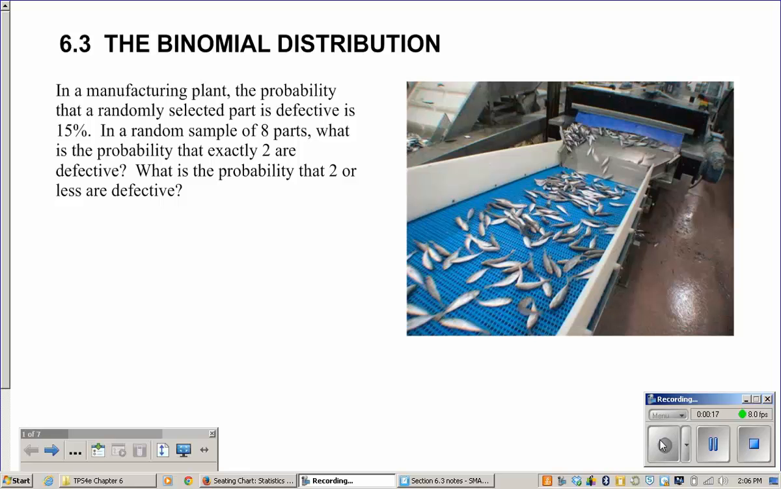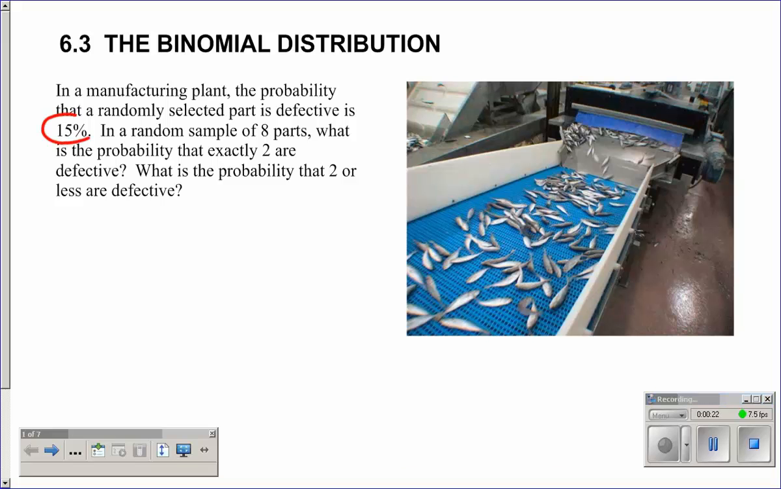We have a manufacturing plant. There are some defective parts. The probability of having a randomly selected defective part is 15%. We're going to take a random sample of 8 parts. We want the probability that exactly 2 are defective. And then later we're going to look at the probability that 2 or less are defective. If this kind of problem seems familiar to you, these are the type that we did in Prob Stat.